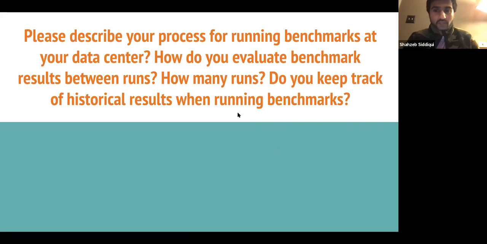I'd like to understand if you can describe the process that you use for running benchmarks at your data center or the cloud. How do you evaluate benchmark results between, for instance, runs? I assume you do more than one run. And also, do you keep track of these results over time? I assume that as a system that you get, you may do it at the beginning, but do you do it after every maintenance or on a scheduled monthly basis? Would you like to elaborate on this, Jithin or Sreeram or Verónica?